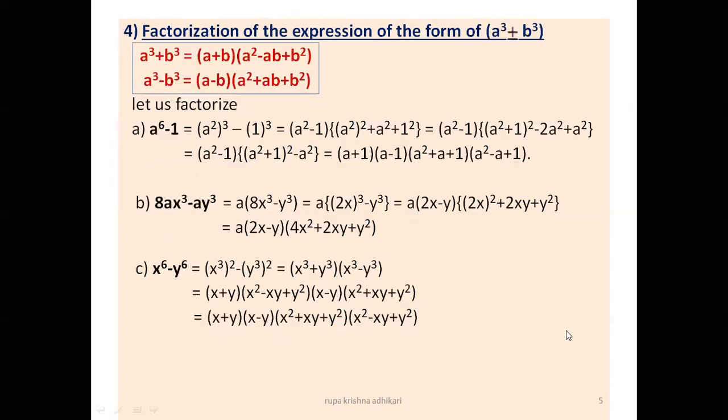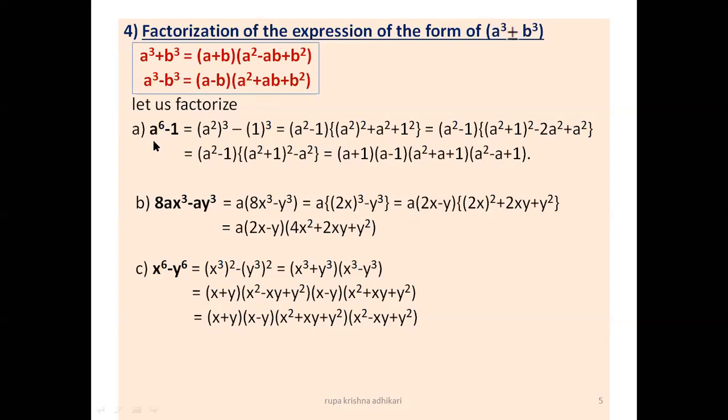Now let's move on to fourth. Fourth one is factorization of the expression of the form a cube plus or minus b cube. That is either a cube plus b cube or a cube minus b cube. Now these are the factors of a cube plus b cube. You have learned the formula a cube plus b cube is equal to a plus b into a square minus ab plus b square. Or you can say a plus b and a square minus ab plus b square are the factors of a cube plus b cube. Similarly, this one.